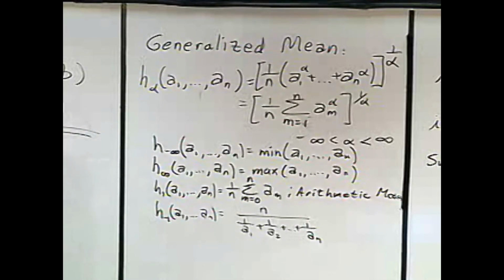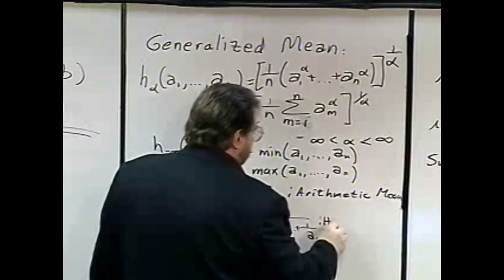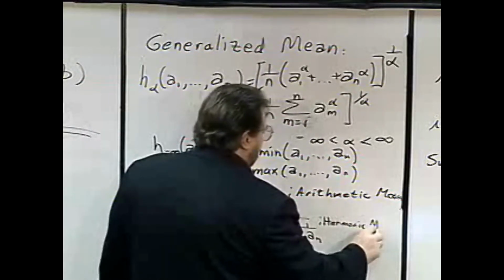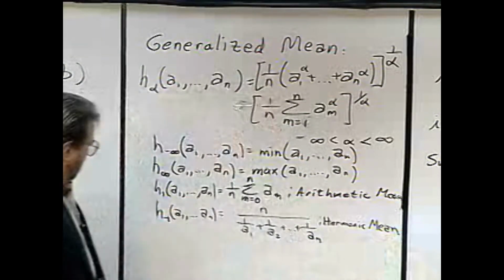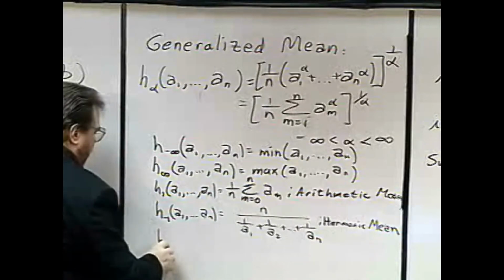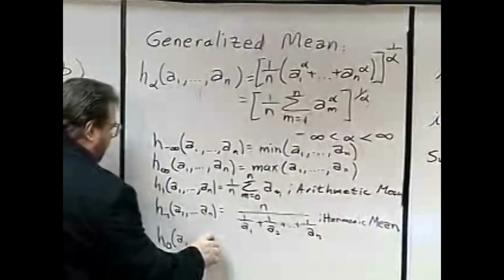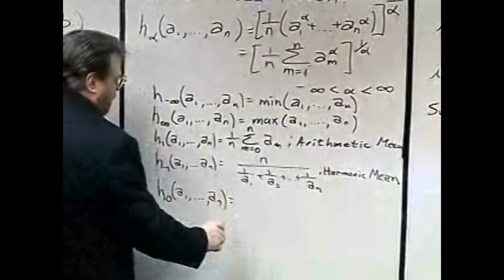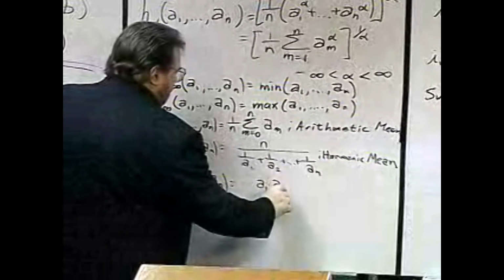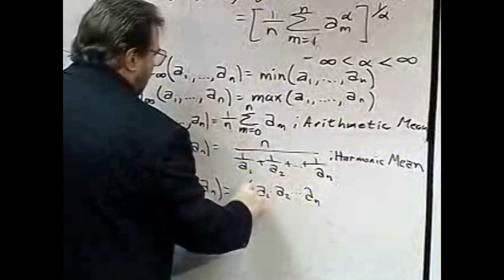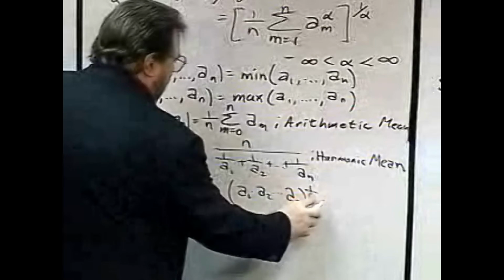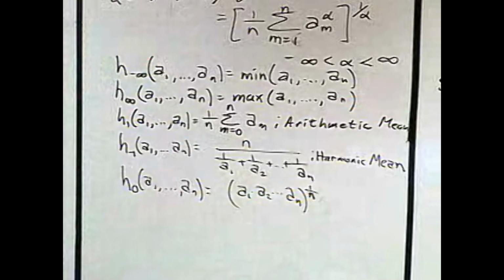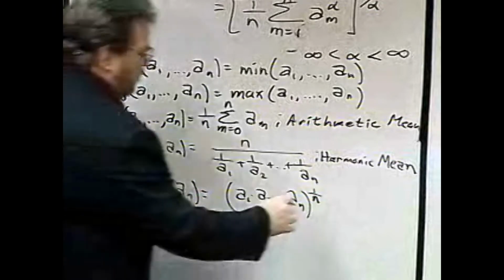Have you seen this before? It's resistors in parallel, right, is the way double E's look at it. And it's a type of aggregation referred to as a harmonic mean. And then one which is really interesting is H sub 0, which is something that you would not expect. It is equal to the product of all of the terms raised to the 1 over nth power, which is the geometric mean.